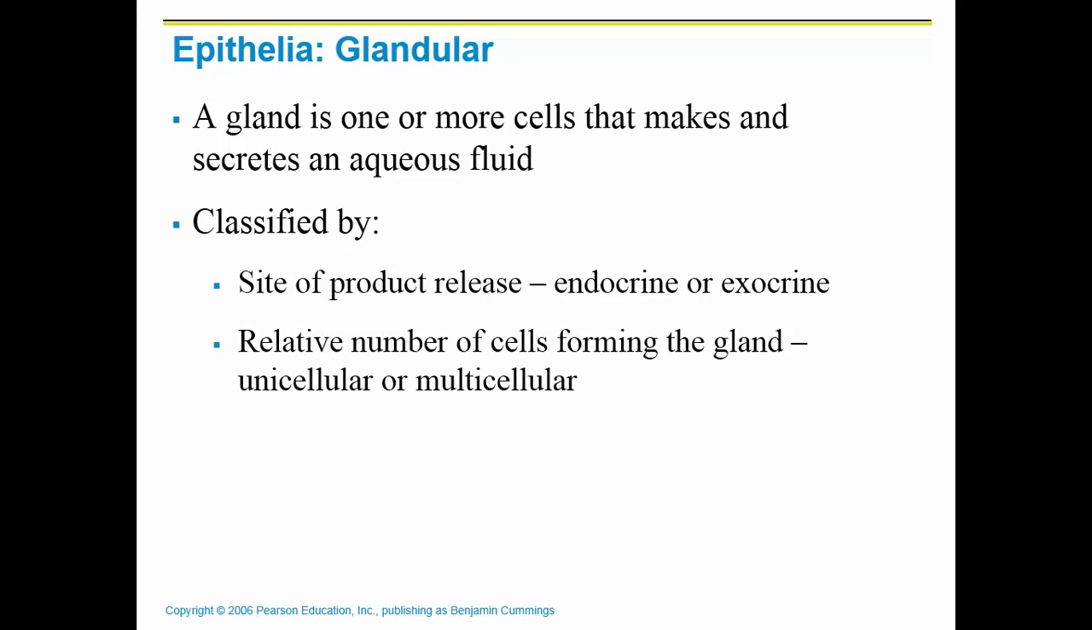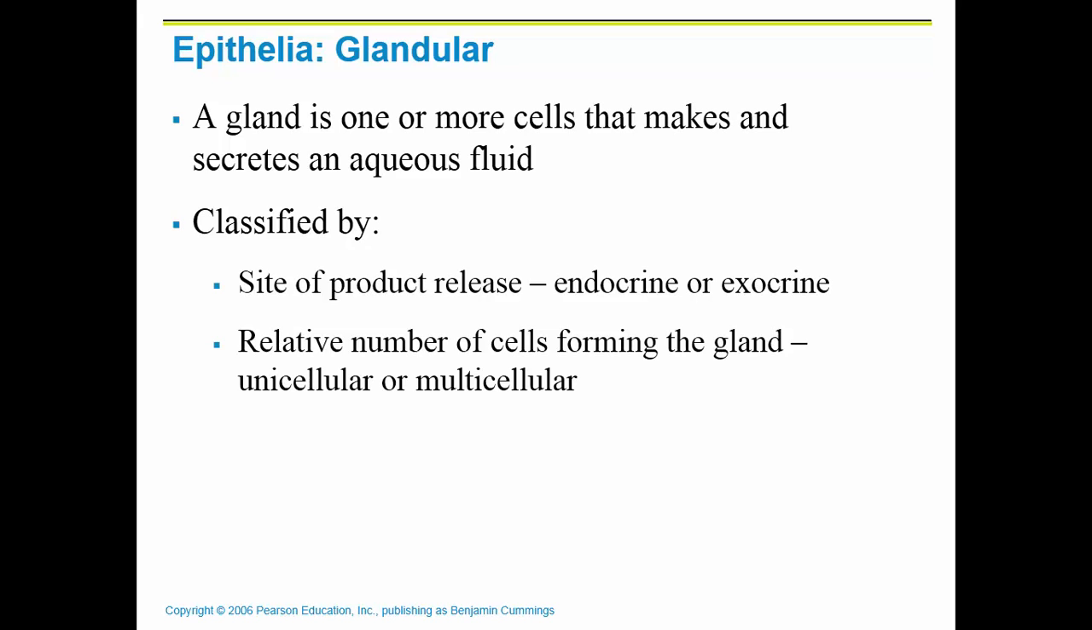In chapter 1, we were referring to the endocrine system, and we were talking about endocrine glands that secrete hormones. There are exocrine glands that we're going to talk about also. The glands fit into the epithelial tissue category, and a gland is one or more cells that makes and secretes an aqueous fluid, so some sort of watery fluid. They're classified by the product that they release and the site of the product that they release.